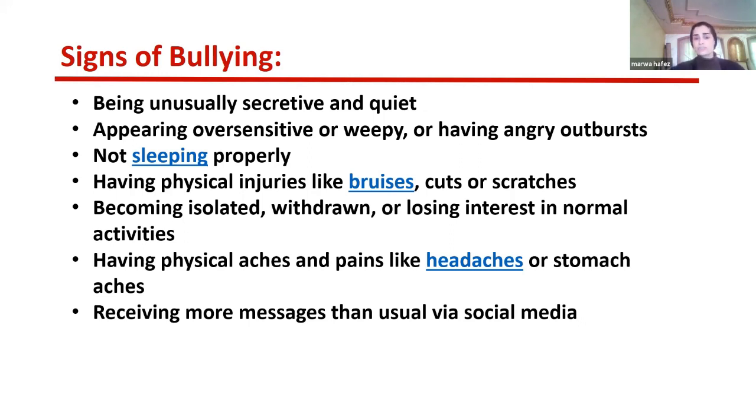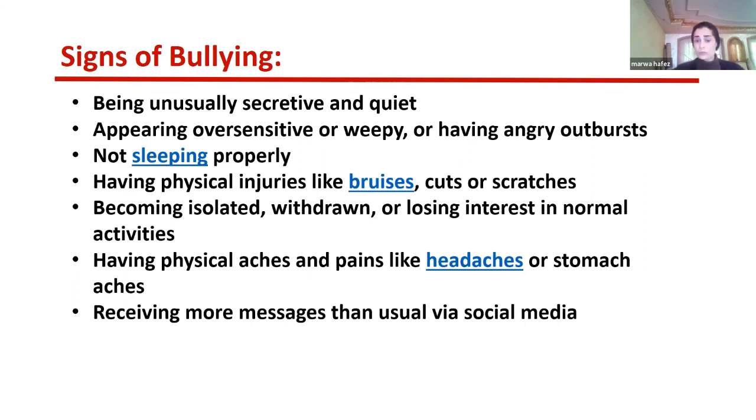As I said, not sleeping properly. Having physical injuries like bruises, cuts, or scratches, like the incident I told you about, the girl who used to cut her hands and her fingers and her legs. And the problem is that sometimes the parents don't pay attention. They don't care. It's just an injury. It's just a cut. It's just a scratch. Okay, darling. Okay, sweetie, you will be fine. And this is a disaster.